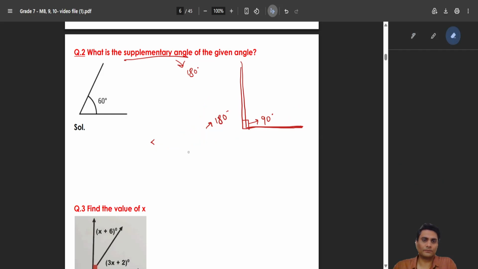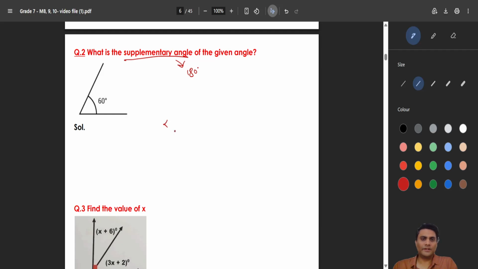Let us do the question. Here we need a supplementary angle, a straight angle like this. Out of this angle, here 60 is already given. Check, 60 is already given. So angle 1 is 60. You have to find angle 2. You think in your mind, 60 plus how much will give you 180? We know that 60 plus 120 gives me 180. So the answer is 120. You can do it like this also.